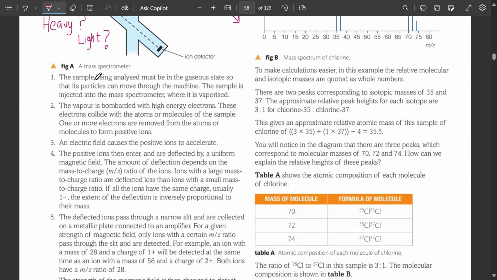The sample being analyzed must be in gaseous state. Why gaseous state? So the particles can move through the machine. So this is the very first step, that they should be in a gaseous state so they can move through the machine, and you inject it into the mass spectrometer where it is vaporized. Now the vapor is bombarded with high energy electrons which collide with the atoms or molecules and remove electrons.